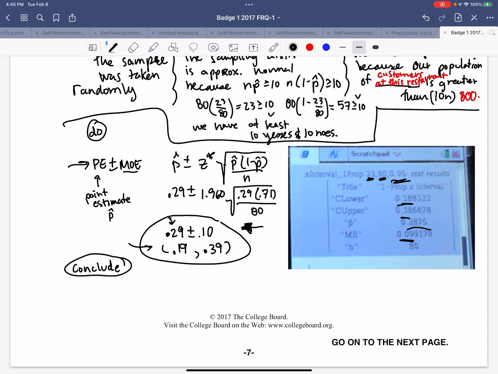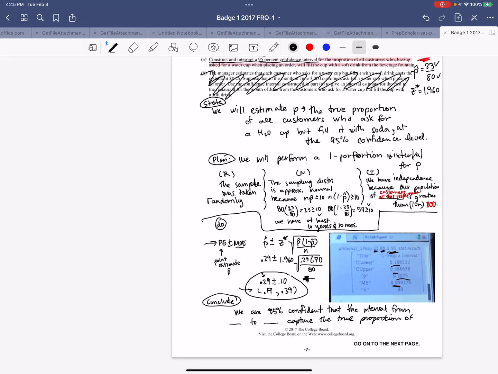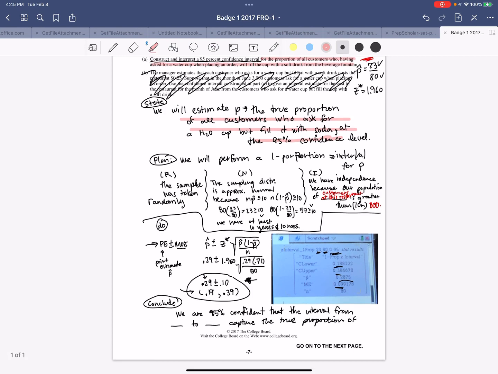So state, plan, do, conclude. So we are 95% confident that the interval from blank to blank captures the true proportion of, and then I need this right here, right? The true proportion of all customers who ask for water cups but fill it with soda, right?